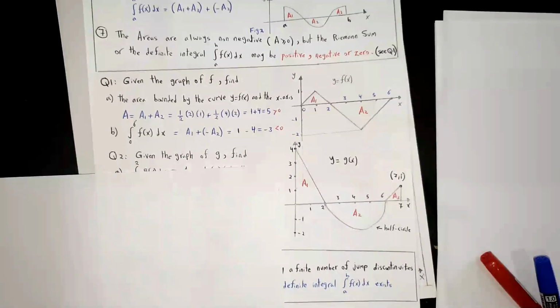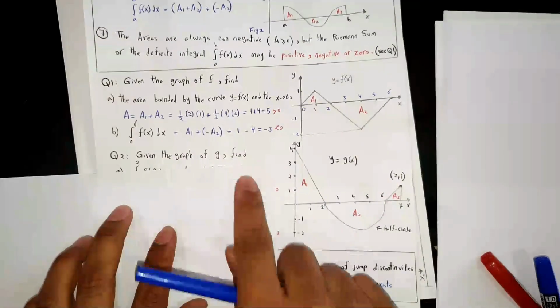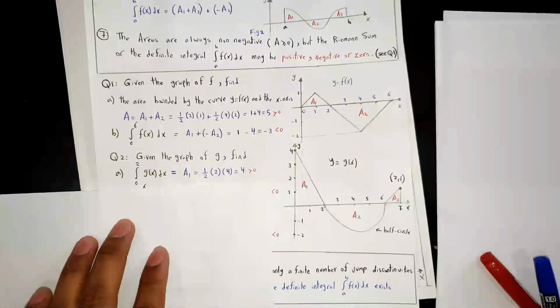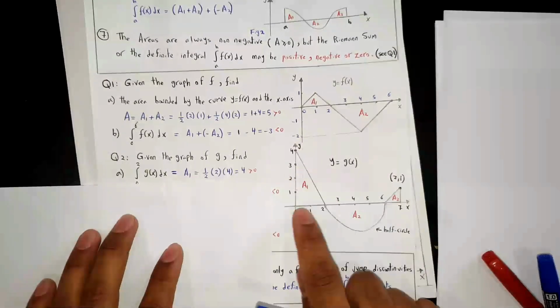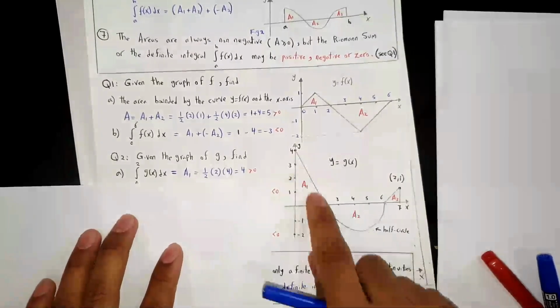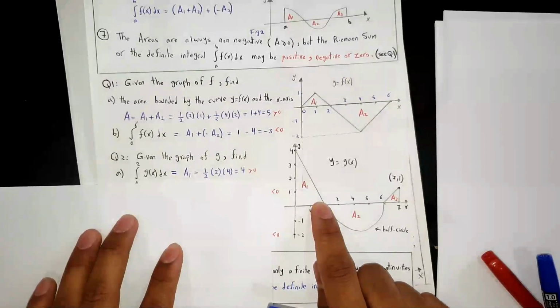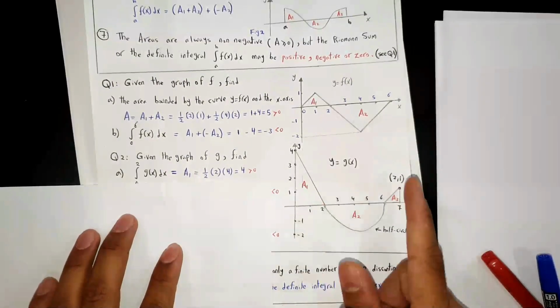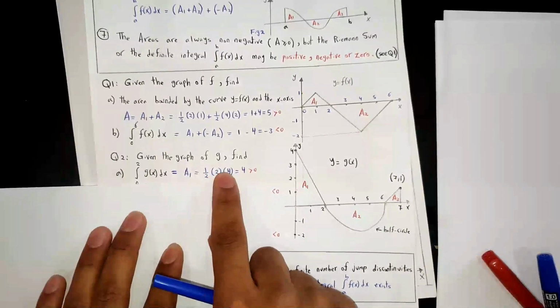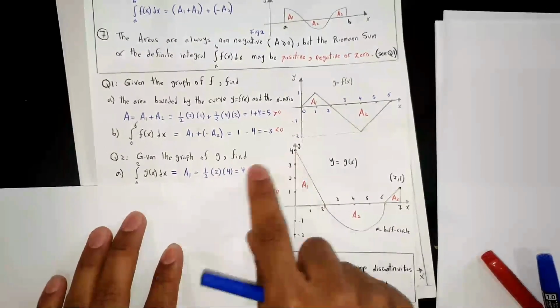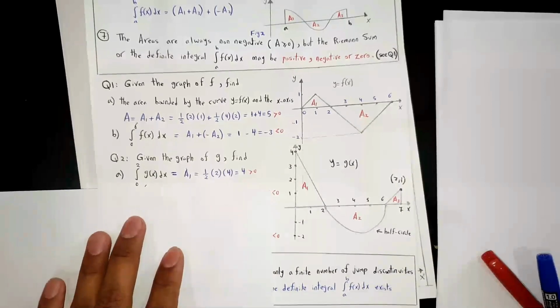Now let us see question number 2. He said, given the graph of g, find the integral from 0 to 2 of g of x. You can see it here. This is the function g of x, this is 0 and this is 2. Clearly we can see the function is above the x-axis, so the integral will be exactly the area, a1. So what is a1? It is half times base times height. This is the base, this is the height, and these are the computations.